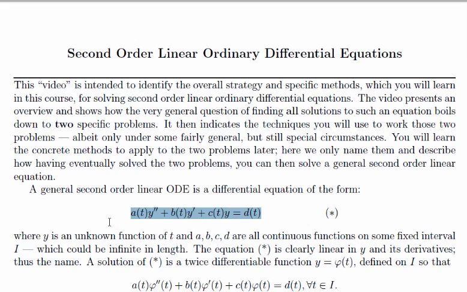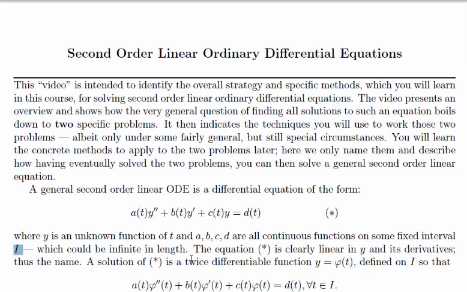So, a general second-order linear ordinary differential equation is a differential equation of this form: a(t) y'' + b(t) y' + c(t) y = d(t), where y is an unknown function of t and a, b, c, and d are given continuous functions on some fixed interval, which we'll call I. And we note that the interval could be infinite in length. It could be the whole real line or the positive real axis.